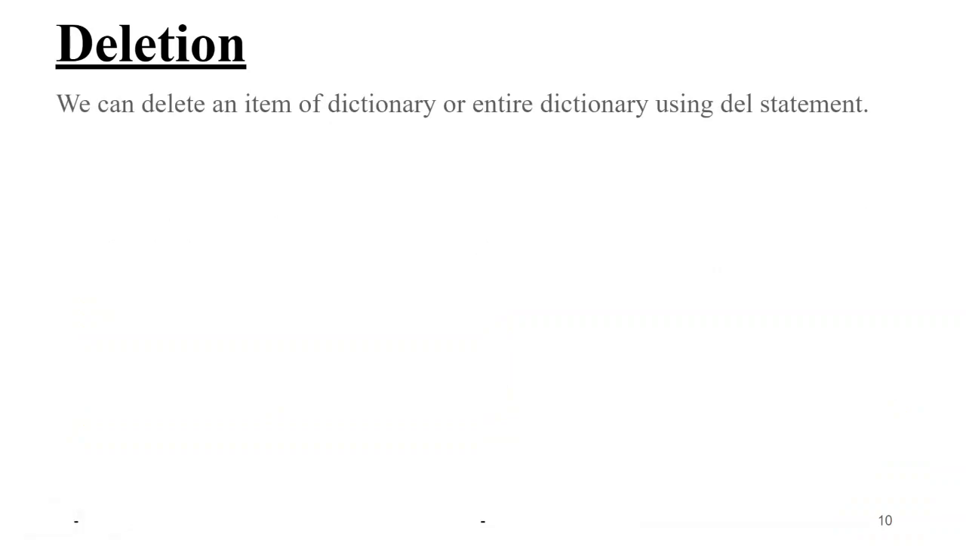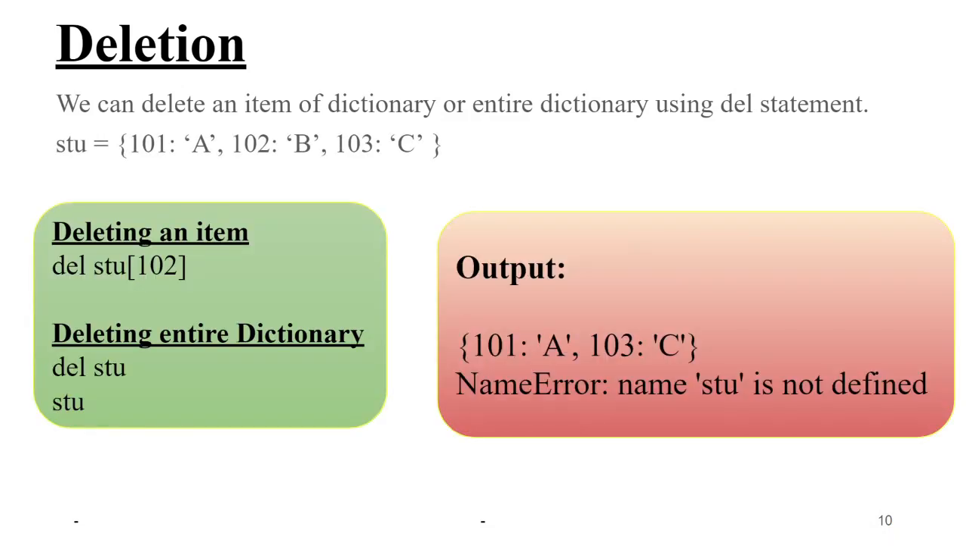Now we can also delete an item from the dictionary. To do that, we have a command called the del command. We can either delete a single item or we can also delete an entire dictionary. If you want to delete a single item, you can simply delete it by mentioning its key. Or if you want to delete the entire dictionary, then you can just give only the dictionary object.